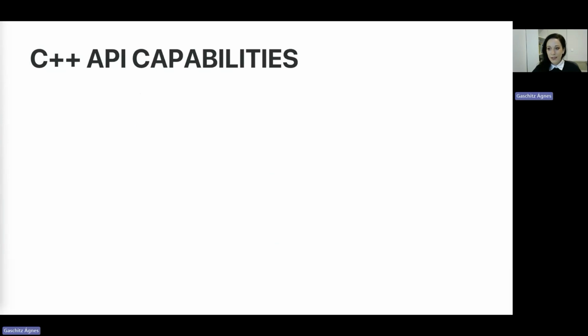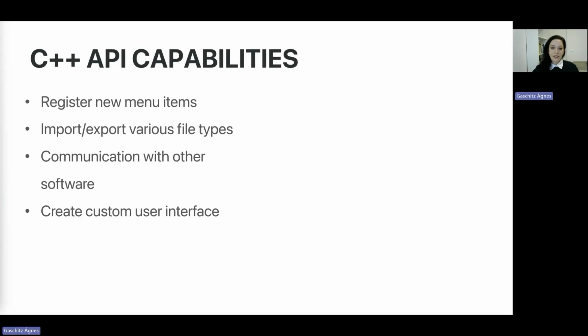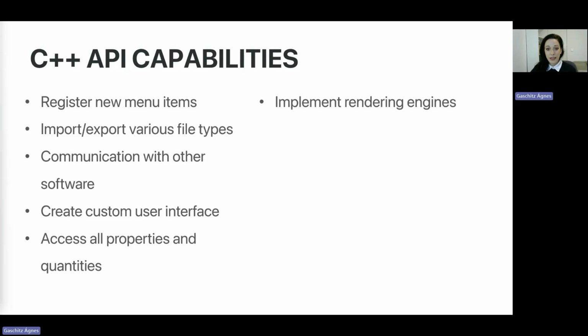So just in a nutshell, some of the API capabilities. You can register new menu items. You can import and export different kinds of file types. You can communicate with other software, which is awesome. You can create a custom user interface. Also access properties and quantities, which is great if you want to work with data.